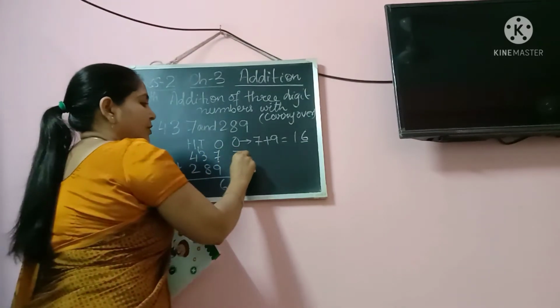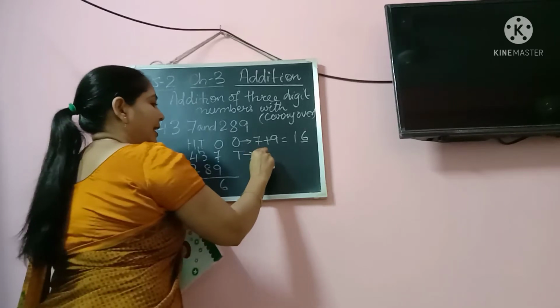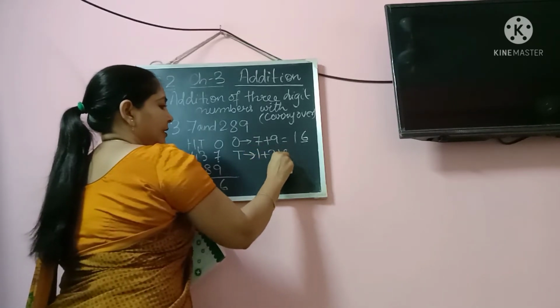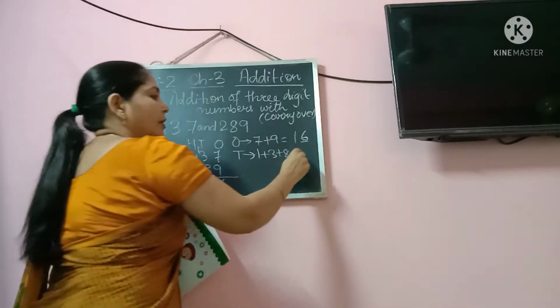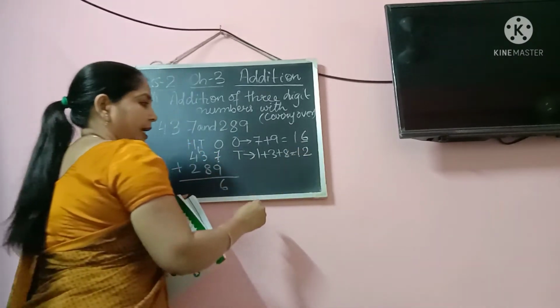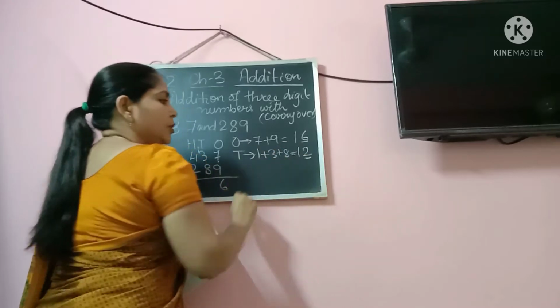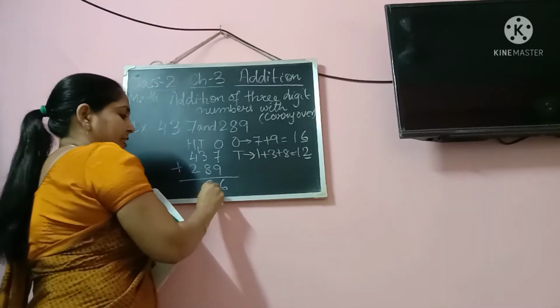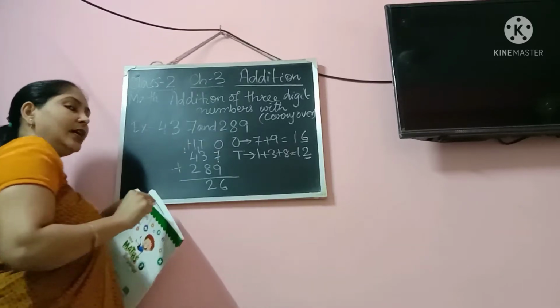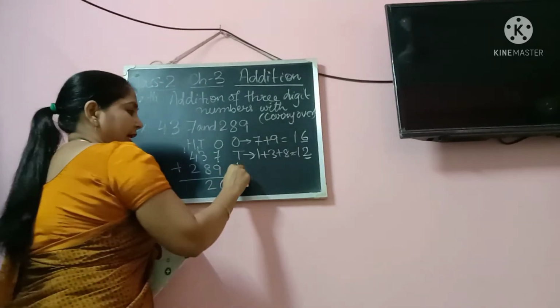Now in the tens place, what are the digits? 1 plus 3 plus 8. Now 1 plus 3 plus 8 is equal to 12. We will write 12 here. Now under this 12, we will write the 2 under the tens place and 1 will be carried to the next place value, that is the hundreds place.